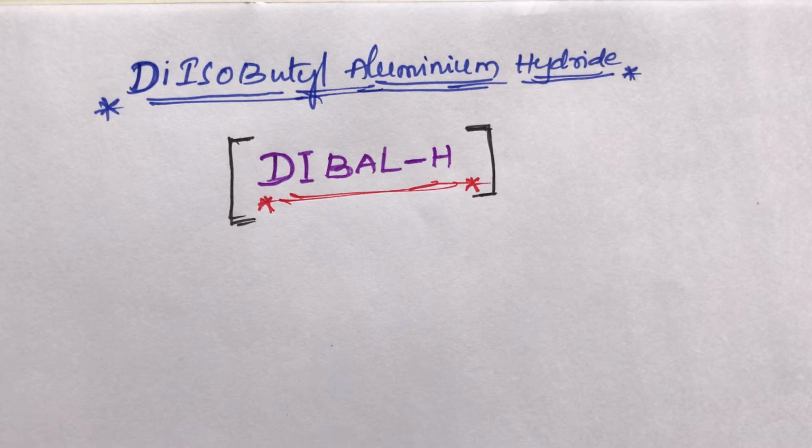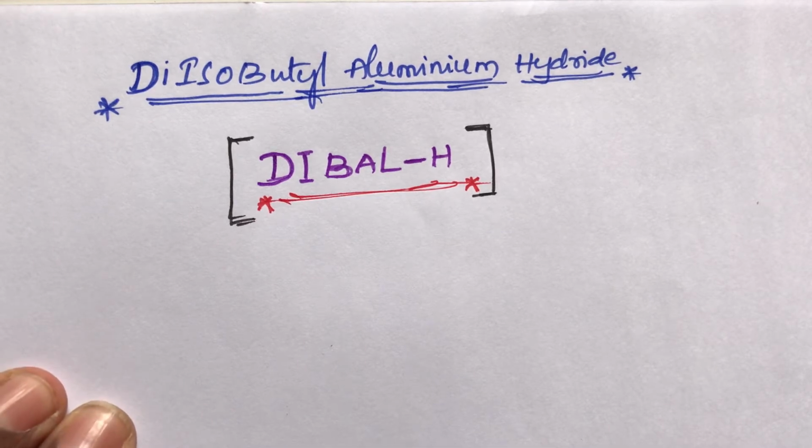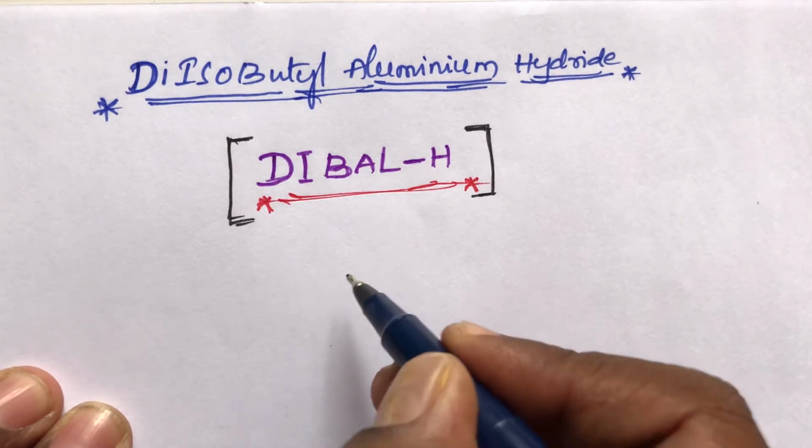Dibal means diisobutyl aluminum hydride. It is also a reducing agent. Diisobutyl aluminum hydride can reduce cyano group, acid chloride, acid groups and ester group. It is also very important, students. So that is the structure of diisobutyl aluminum hydride. I am writing the structure, students.